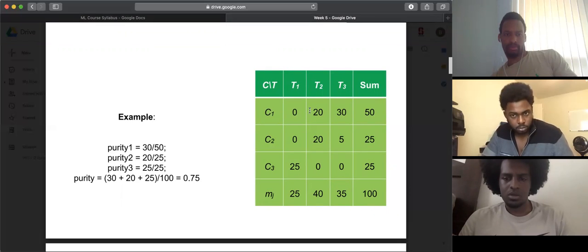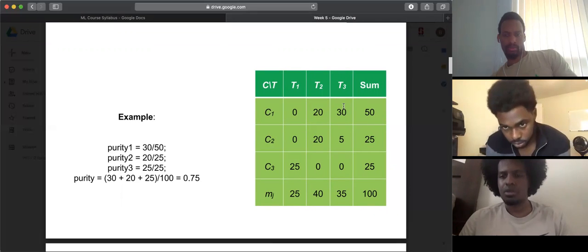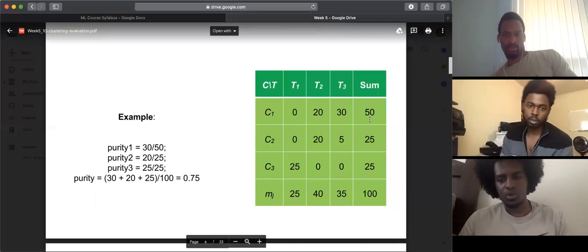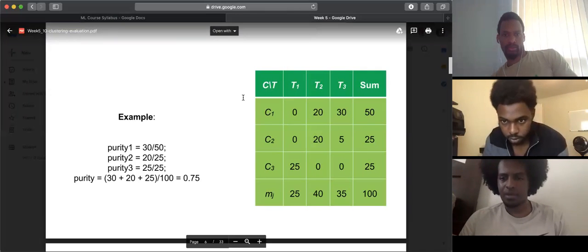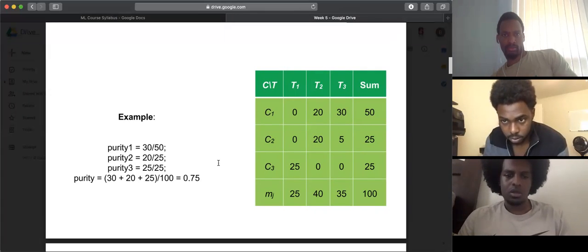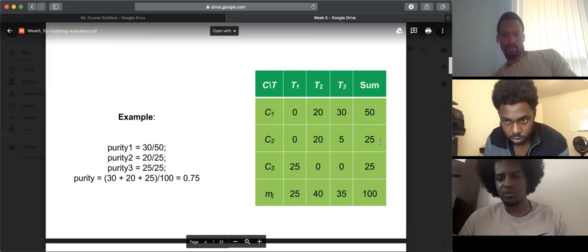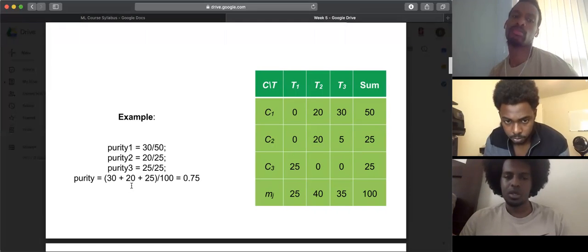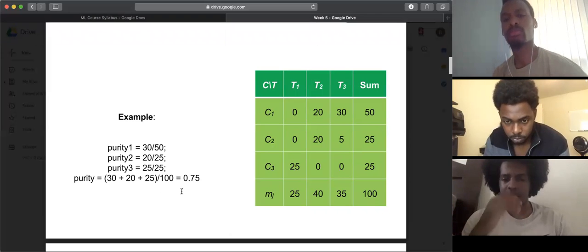How did they do this? To get 30, it looks like for C1 you pick the max, so the max value is T3, and your sum in total was 50, so it's 30 over 50. It's that max algorithm. Same for the next purity, you're taking 20 over 25. For C2, you look across the row and take the max value of T1, T2, and T3. For C3, you're again taking the max across this over the sum. And the weighted sum purity is the sum of all your purities divided by the total number of data points.